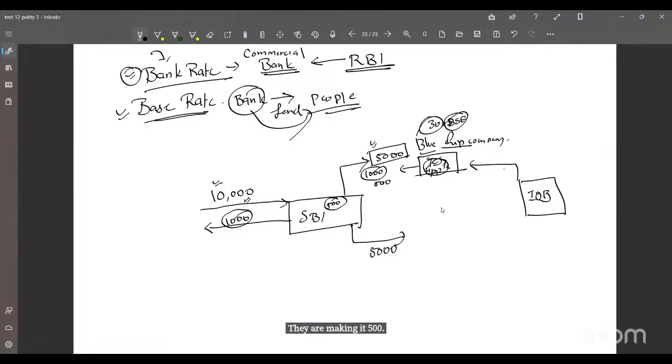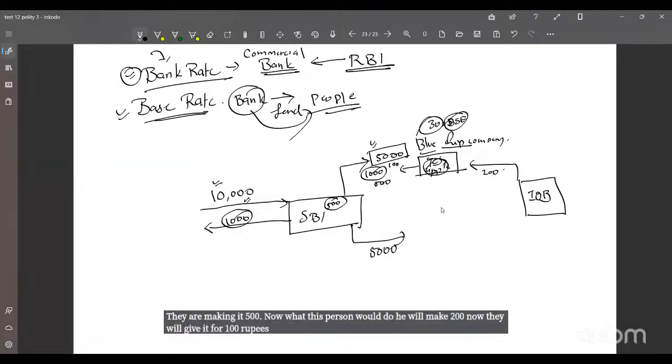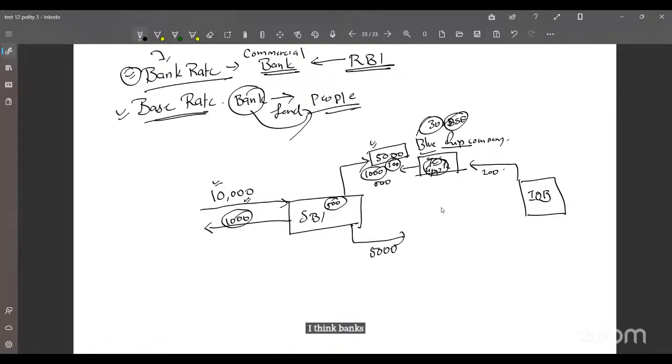Now what this person would do? He will make 200. Now they will give it for 100 rupees. Now this 5,000 rupees has been given for 100 rupees interest. Why are they competing to give loan to this particular company? ஏன் அப்படின்னா, certain banks use it as an advertisement. என்னன்னா அந்த அக்சென்ச்சரே எங்க கிட்ட தான் வந்து லோன் வாங்கியிருக்காங்க, ஆப்பிள் எங்க கிட்ட தான் லோன் வாங்கியிருக்காங்கிறதே அவங்களுக்கு பெருமை. Are you getting the point? So they will compete to give loan.